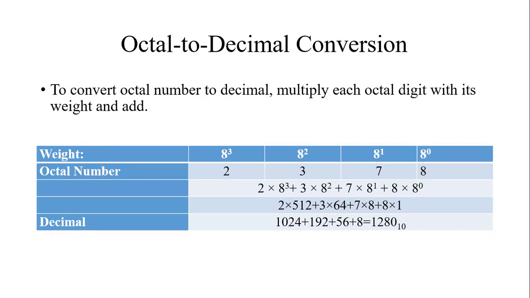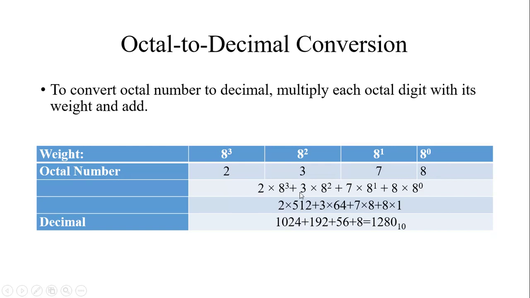Octal-to-decimal conversion, again this is the same procedure: multiply each octal digit with its weight and add. The sum is the desired decimal number. So look, the weight of digit 2 is 8 raised to power 3, so 2 is multiplied with 8 raised to power 3, plus 3 is multiplied with 8 raised to power 2, and 7 is multiplied with its weight 8 raised to power 1, and this 8 is multiplied with its weight 8 raised to power 0. So multiply and add.